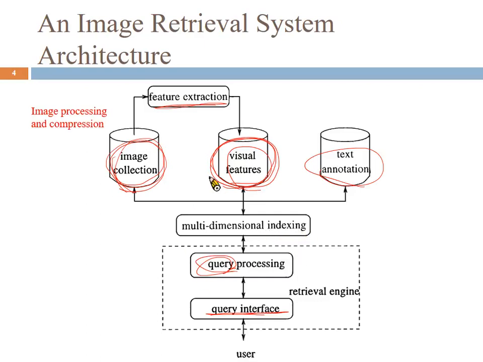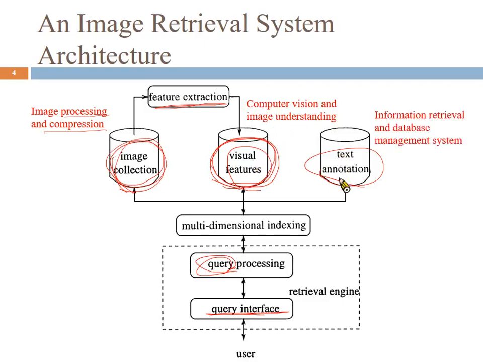Okay, and this is the whole architecture, and basically different components are associated with different technologies. For example, to have a large-scale image collection, we may need image processing technology and image compression technology. And for feature extraction, we may need computer vision and image understanding technologies. For text annotation, we can acquire technology from information retrieval or database management systems.